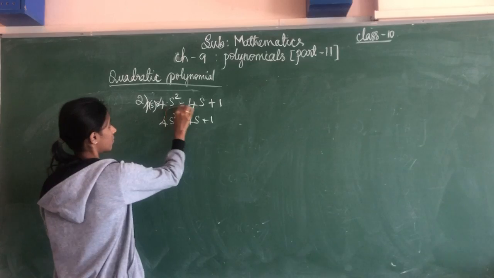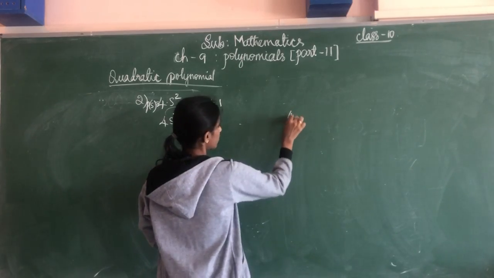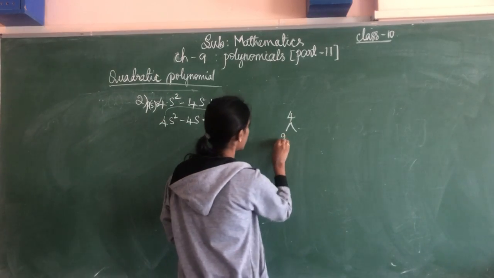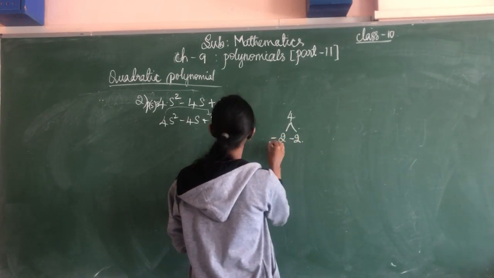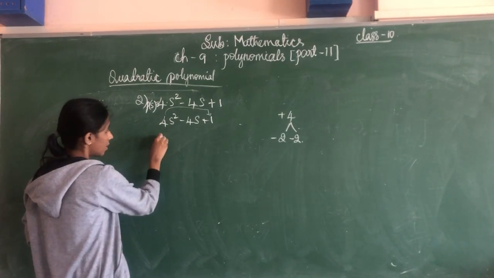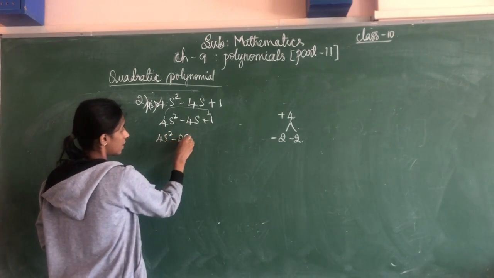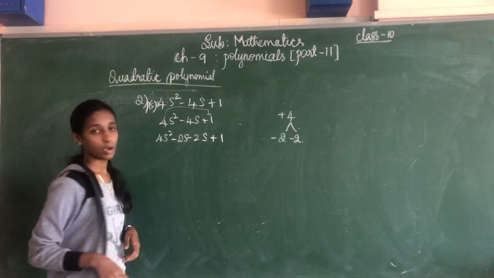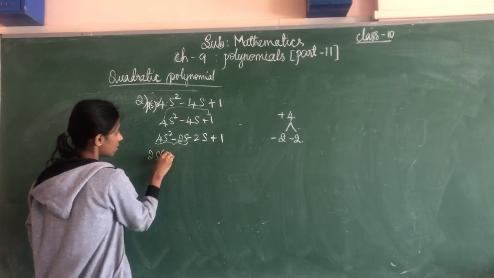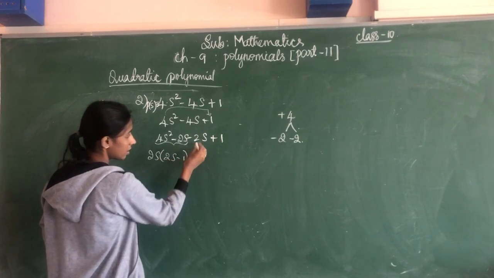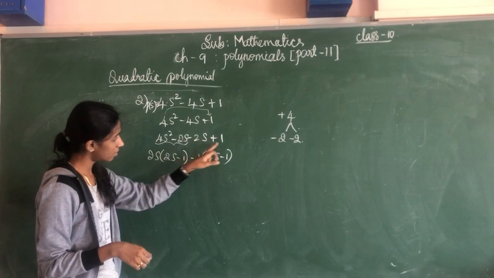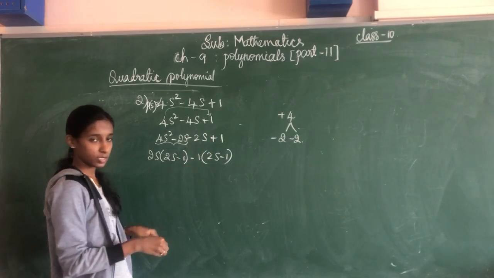So multiply first and last term. 4 into 1 is 4. Okay. Now what are the roots? 2 2s are 4. Minus 2 minus 2 is minus 4, and minus 2 into minus 2 is plus 4. Okay. 4s square minus 2s minus 2s plus 1. Okay. Now what is the common? 2s is common. So remainder is 2s minus 1. Here nothing is common. I take 1 as common. Okay. So remaining is 2s minus 1.